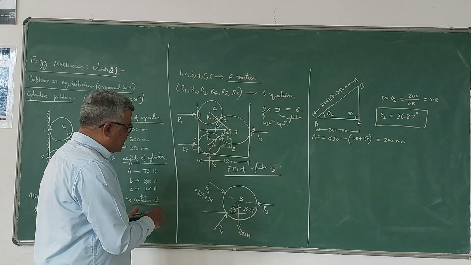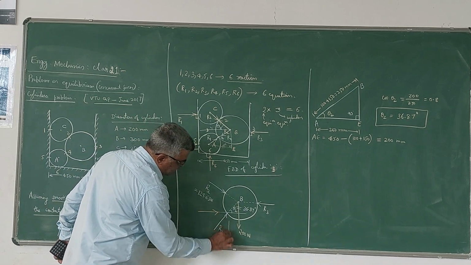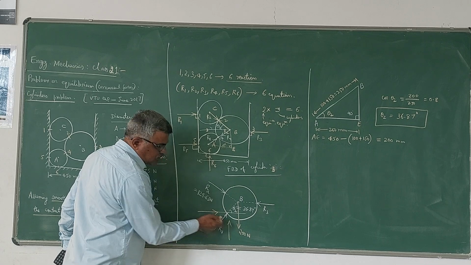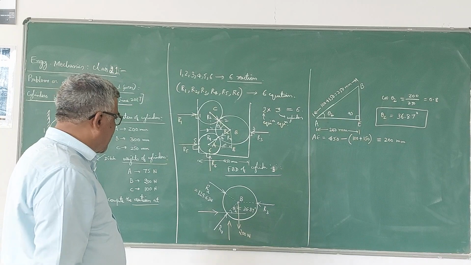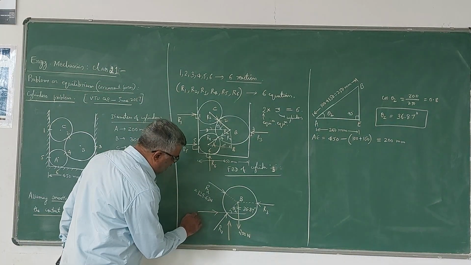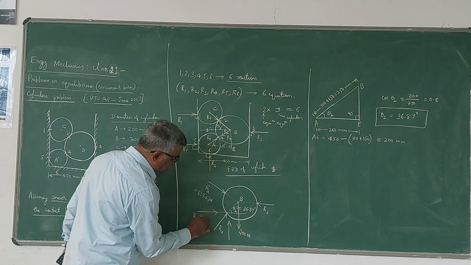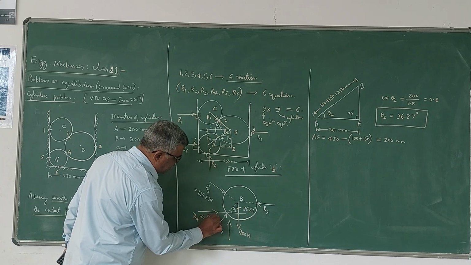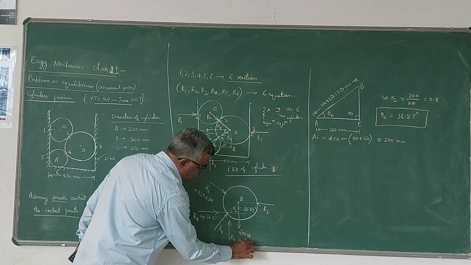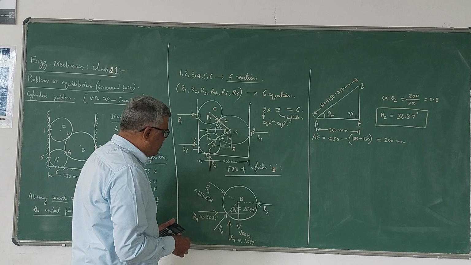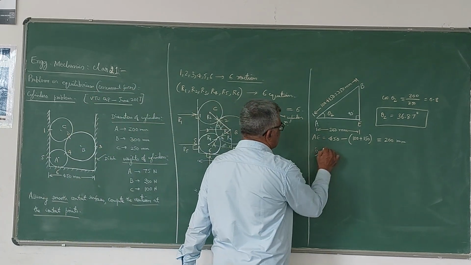Now you can resolve this R4 into two components. Horizontal will be like this, vertical will be like this. You have to resolve in such a way that the arrows of the component forces meet the arrow of the force. So this is R4. Since this is the angle with respect to horizontal, it is R4 cos 36.87 and R4 sin 36.87. Now we will write the equilibrium equations for this.